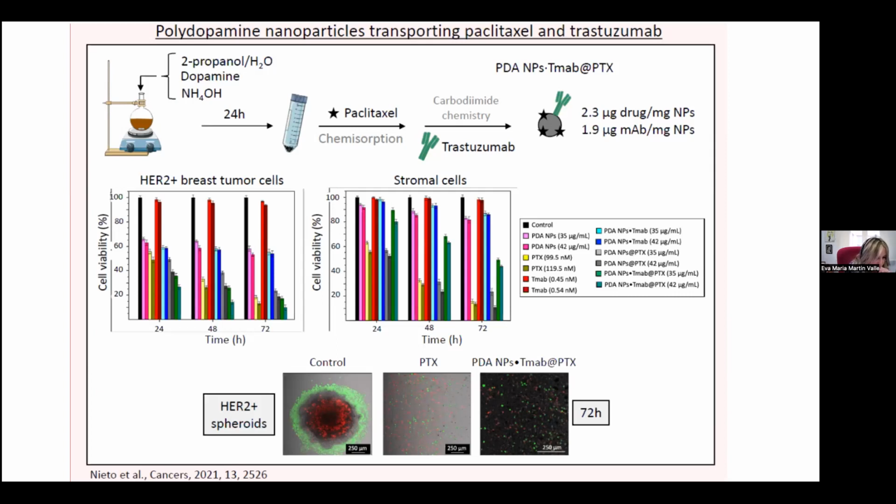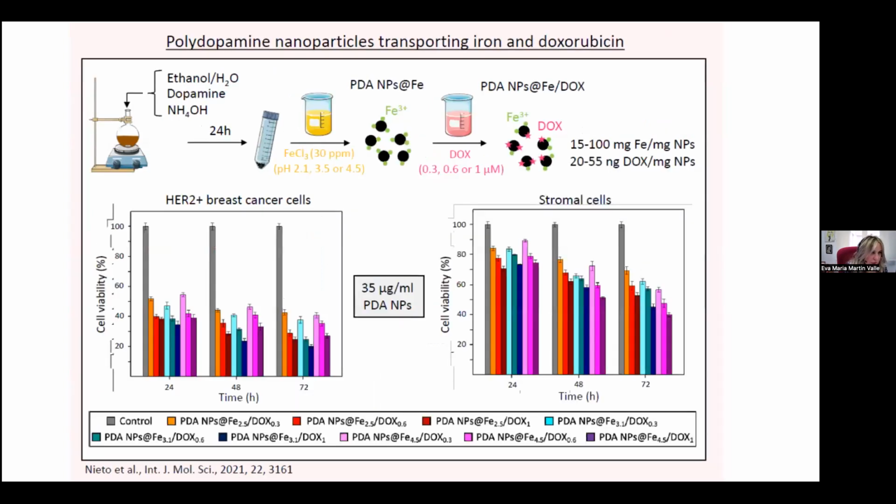We checked the same results comparing with the spheroids, and we can see in vivo also that it was working. That means the combination, the synergy of the chemotherapy and the metabolic reprogramming, is a promising technique. This kind of nanoparticles was also compared with another common treatment, doxorubicin.